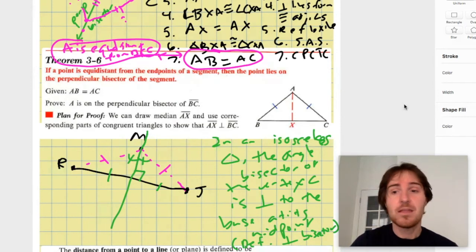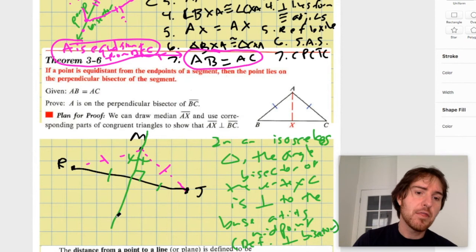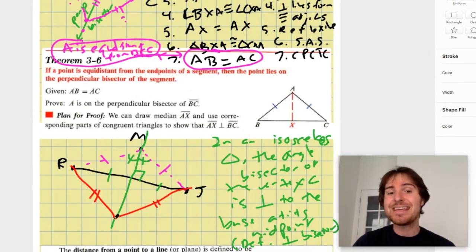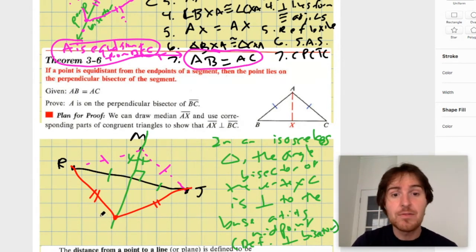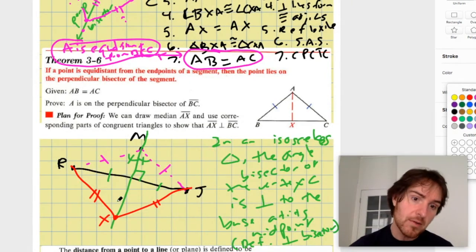So you could have done this anyhow. Like if I happen to know that this point here was the same distance to here as it was to here, it's very easy to prove that, because this forms an isosceles triangle. It's very easy to prove that this point X is on the perpendicular bisector, which I have in green here. This is the perp bisector.